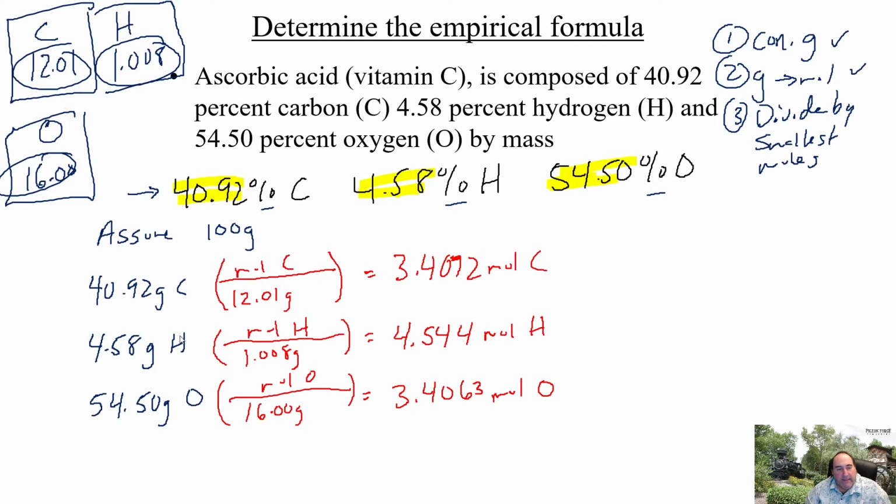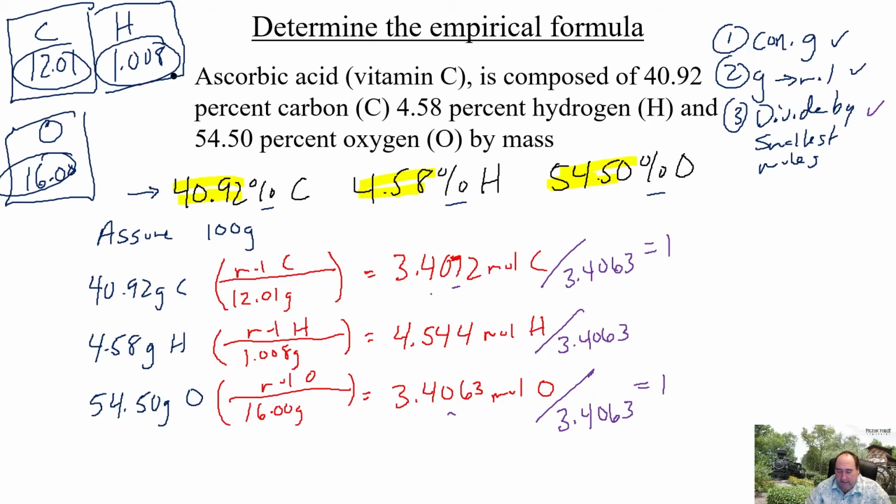Now what we want to do is divide by the smallest number of moles. It's pretty close. Carbon and oxygen are the smallest, but it looks like oxygen beats everybody. So we're going to divide everybody by 3.4063, which is the smallest number of moles. That's going to give us a 1 for carbon and a 1 for oxygen, and a 1.33 for hydrogen.